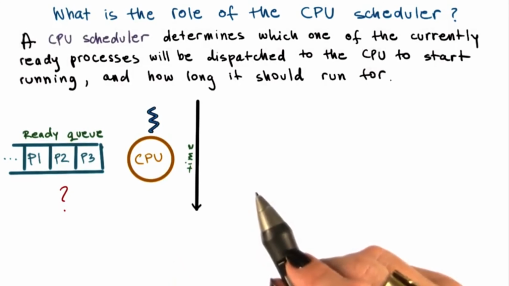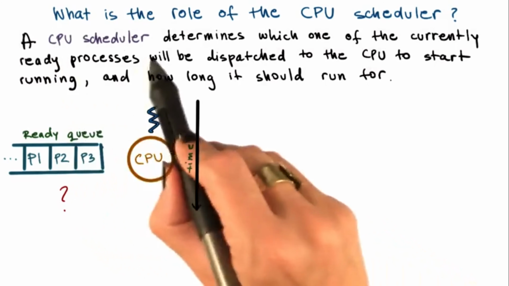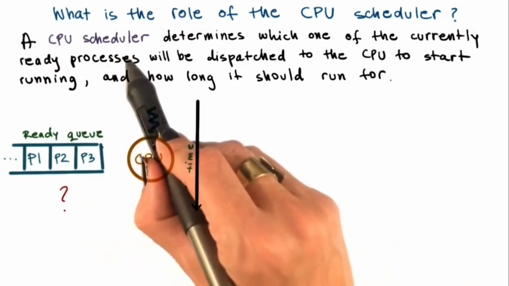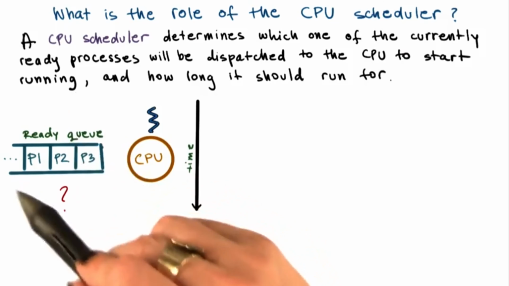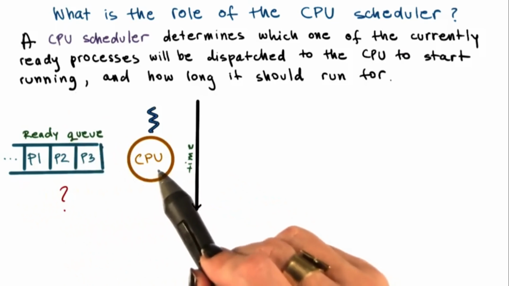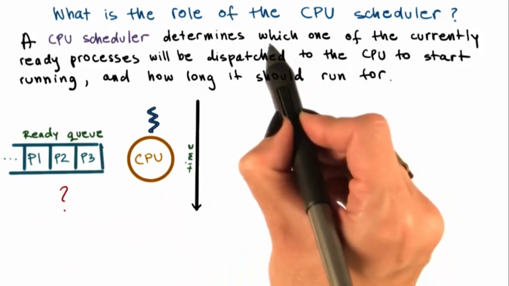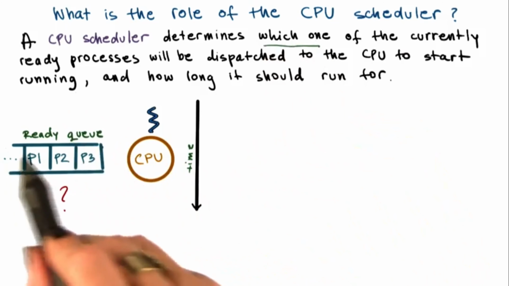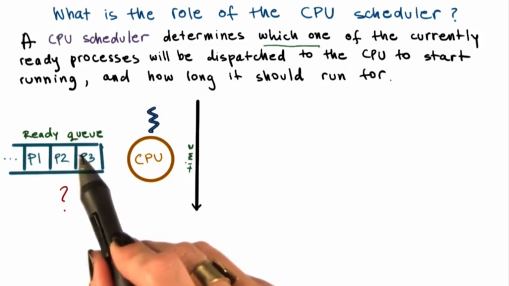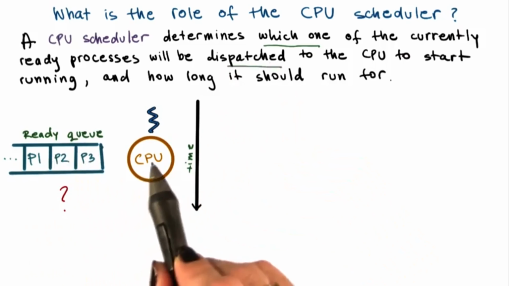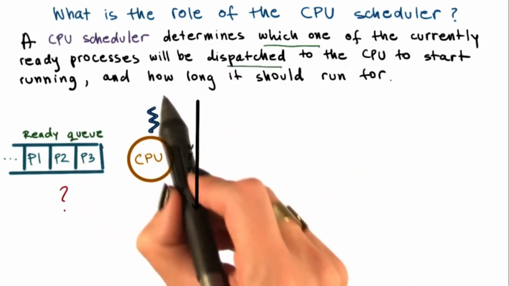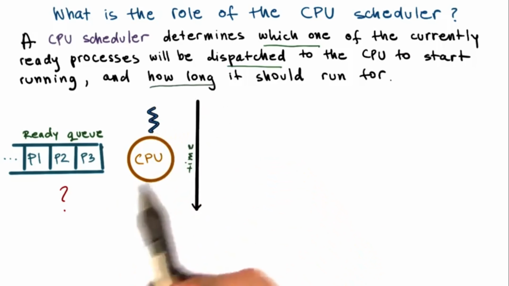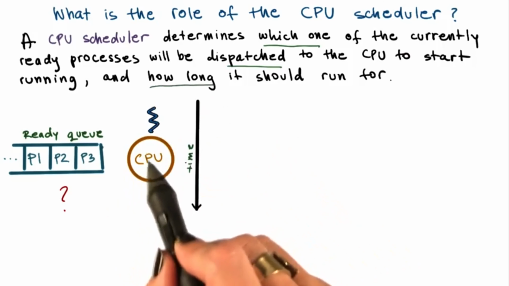This is determined by a component called the CPU scheduler. The CPU scheduler is an operating system component that manages how processes use the CPU resources. It decides which one of the currently ready processes will be dispatched to the CPU so that it can start using the CPU. And it also determines how long this process should be allowed to run for.